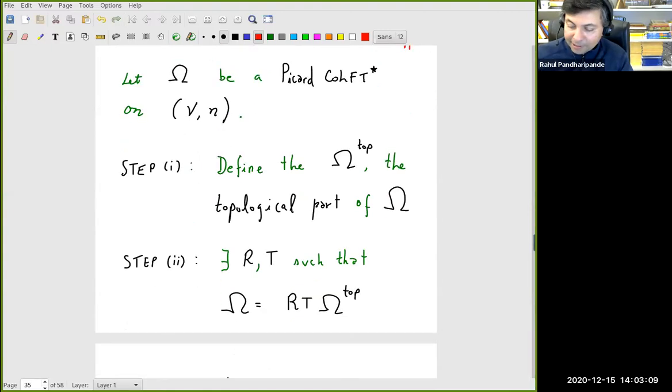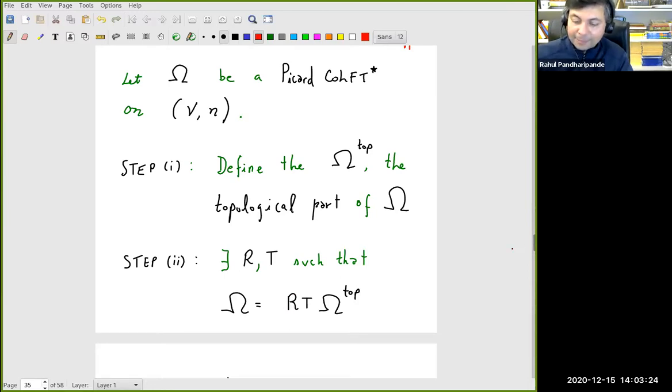And then once you have the topological part, there exists some R matrix and some translation such that the one you started with is the translation of this much simpler topological one, followed by this R matrix. All right, so that's the classification statement.